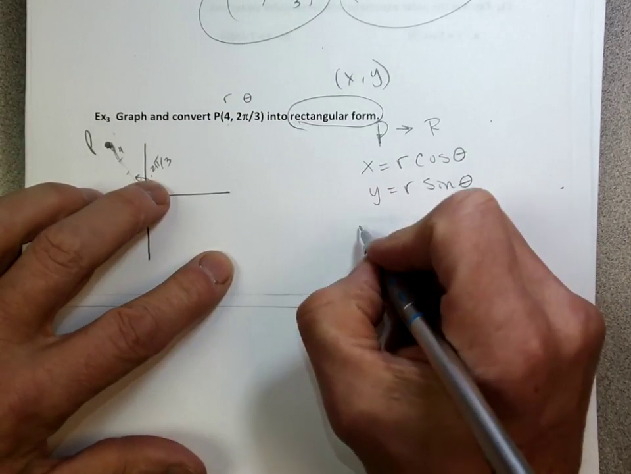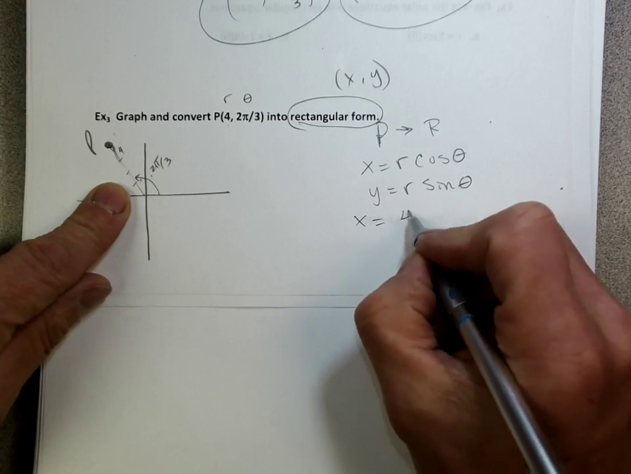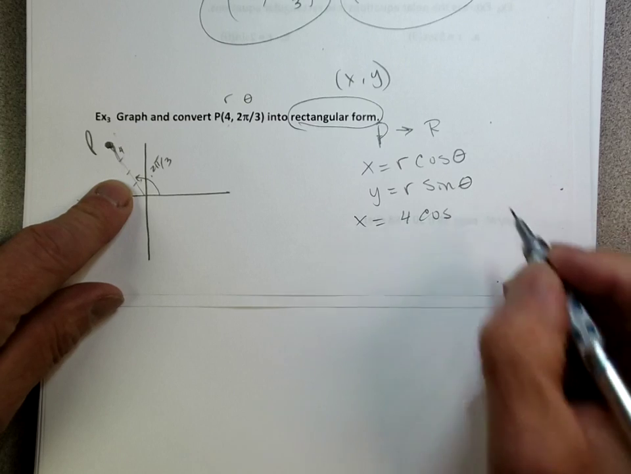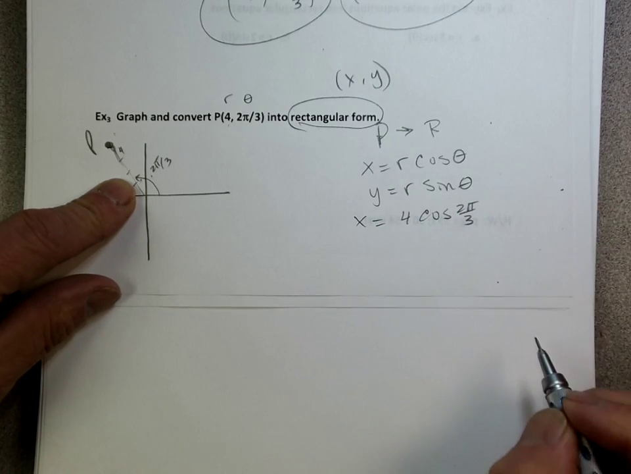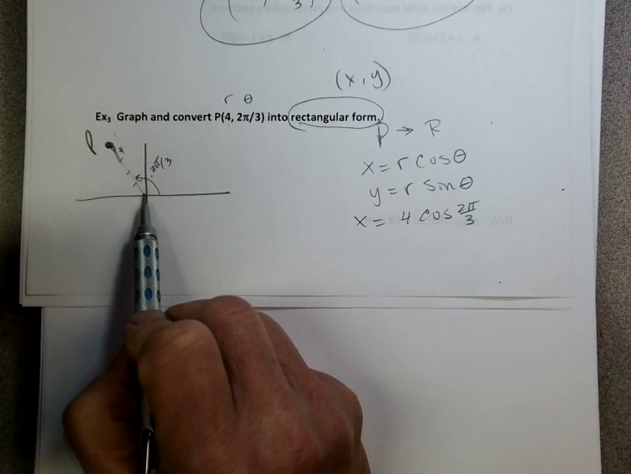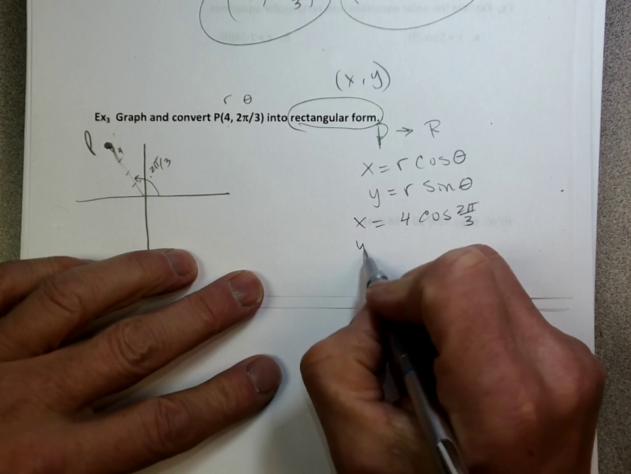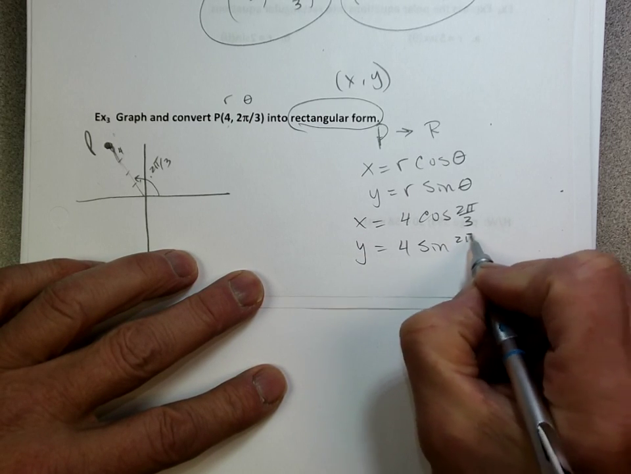We're going to go, then, x is equal to r, which is 4, the radius is 4, cosine of our angle, which is 2 pi thirds. That'll change this point's value. We'll get an x value, and then we can do the same thing with the y. I'll go 4 sine of 2 pi thirds.